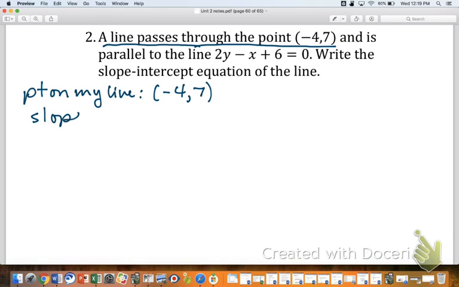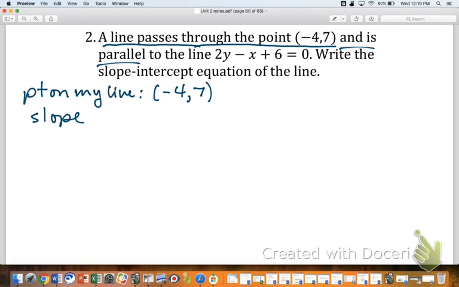The slope, I am not particularly sure about that yet. If I keep reading, it says a line passes through that point and is parallel to this other line. So guys, again, this is really easy to get confused with the details. Remember the big overarching concept. You need to have two things to find the equation of a line. Slope and a point. We already have the point. The only thing we need to have is the slope.